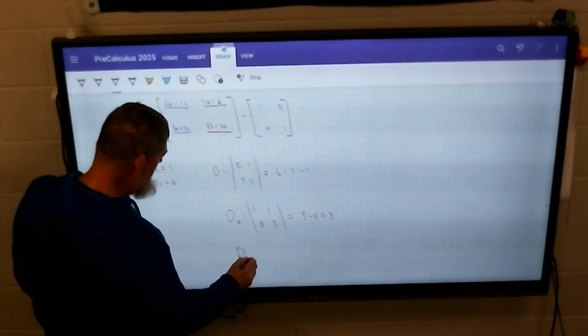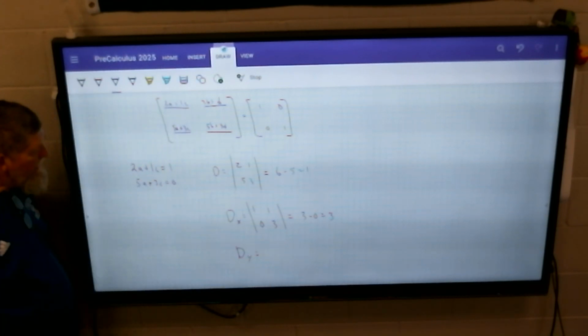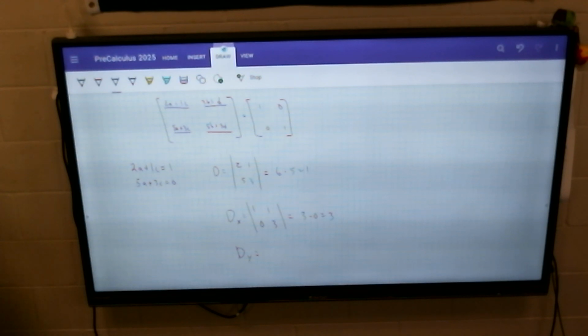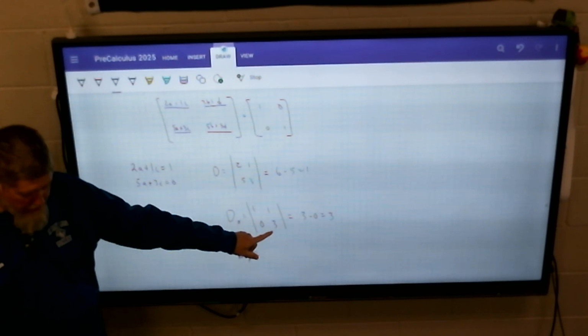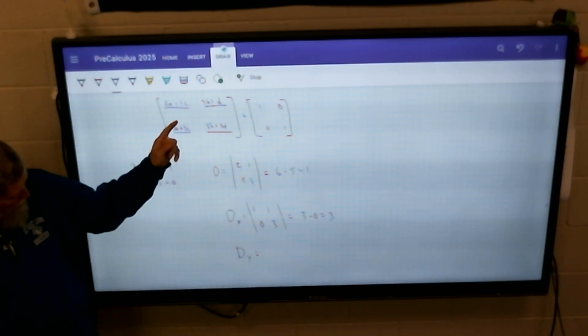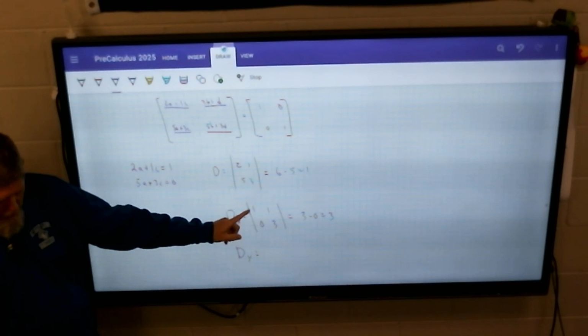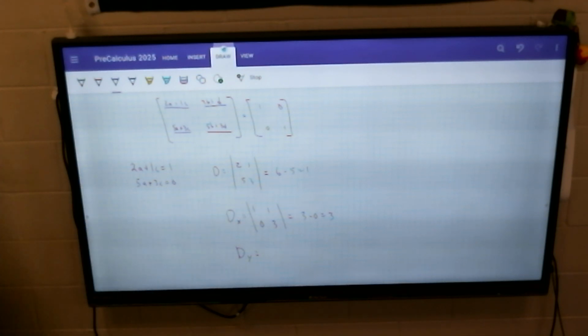Alright, what is D sub y? Wait, wouldn't it be the other way around? 1 times 3 is 3. No, I thought we went the other way. You always start at the top with the left one. Okay. Always start there. Yep.